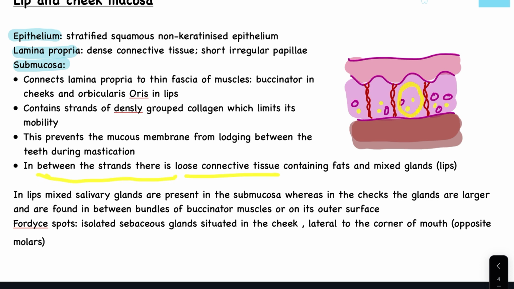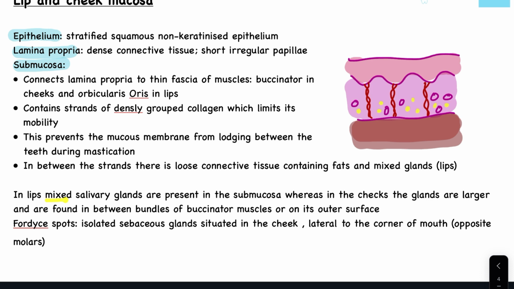In between the strands, there is loose connective tissue containing fats and mixed glands. Okay, so there is some fat and mixed glands present. Mixed glands are present in the lips only. So this is the structure of the submucosa.